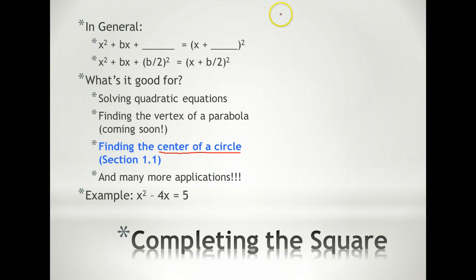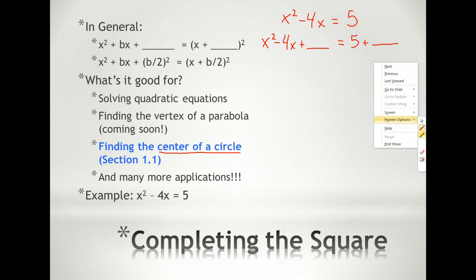So if I take x squared minus 4x equals 5, we could try and factor this problem by subtracting and putting the 5 on one side. But instead of factoring it, we're going to complete the square. So that means I want to turn x squared minus 4x into a perfect square trinomial by adding something. And as long as I add that same thing to the other side of the equation, then I keep my equation balanced. As long as I keep my equation balanced, I can do anything I want.